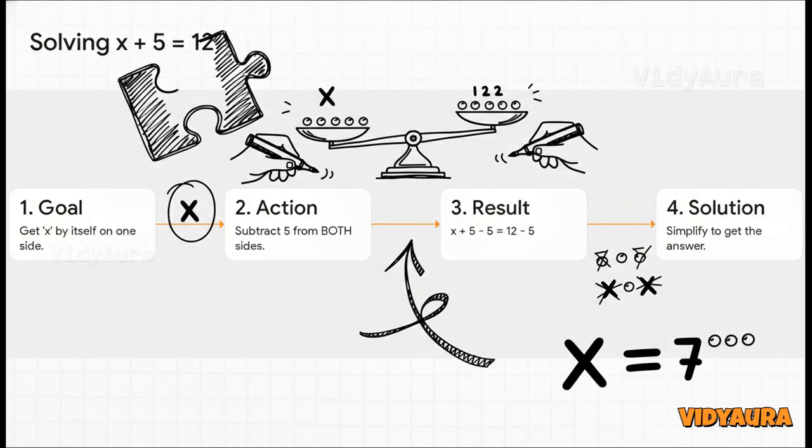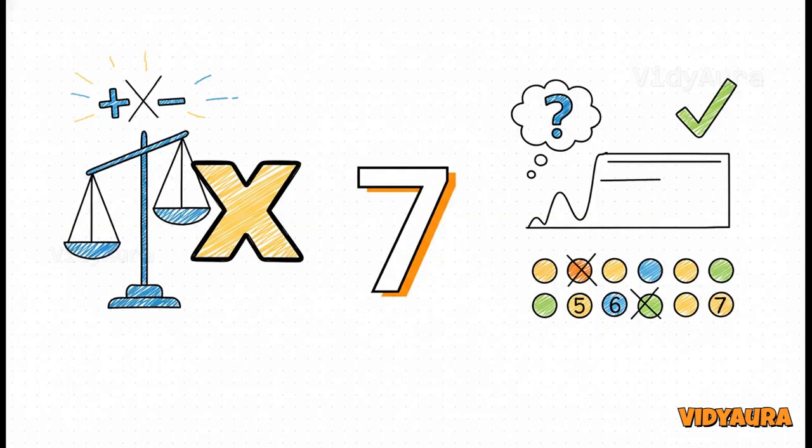We subtract 5. But, and here's the golden rule again, to keep our scale balanced, we have to do it to both sides. We subtract 5 from the left, and we subtract 5 from the right. And what happens? On the left side, the plus 5 and the minus 5 completely cancel each other out, leaving just our x. Perfect. And on the right side, 12 minus 5 is 7. And just like that, there's our answer. The number I was thinking of was 7 all along.